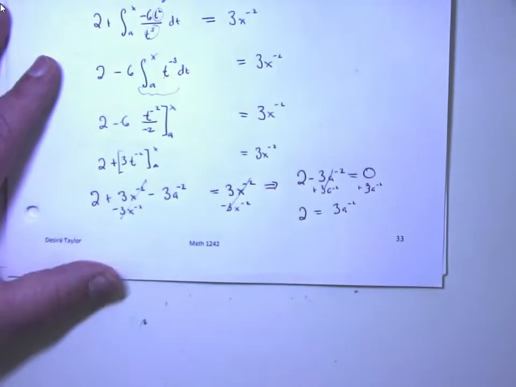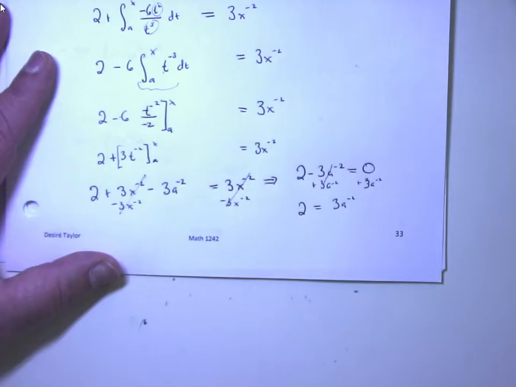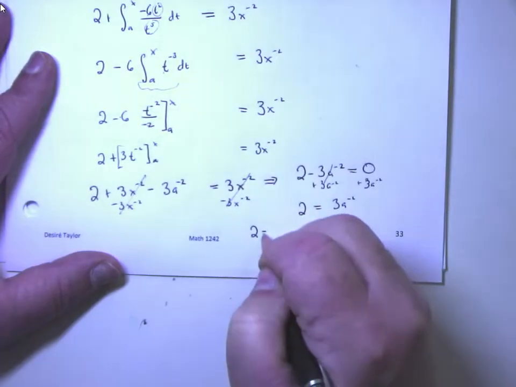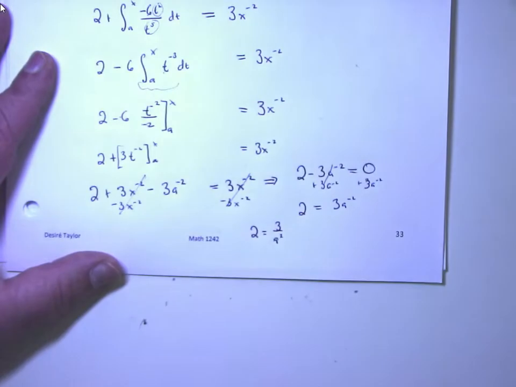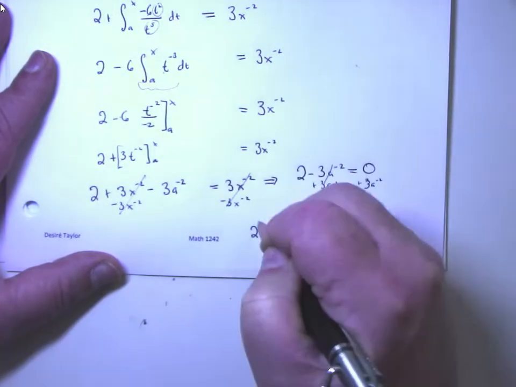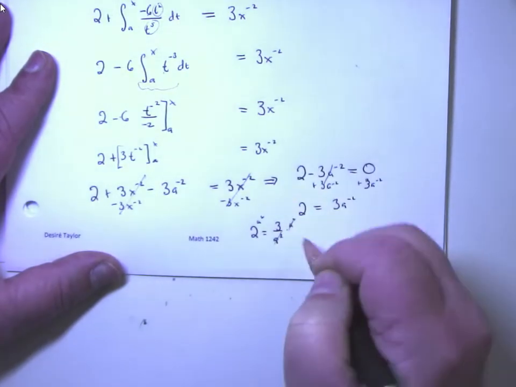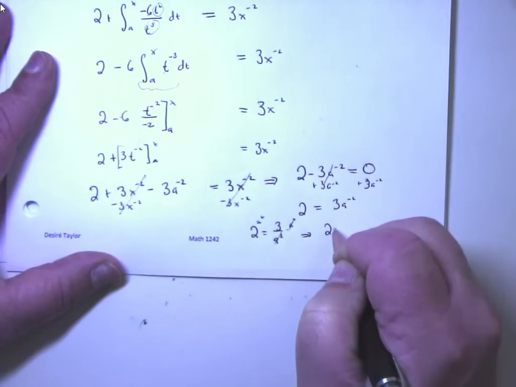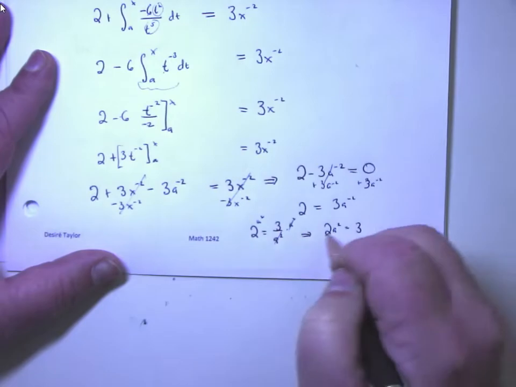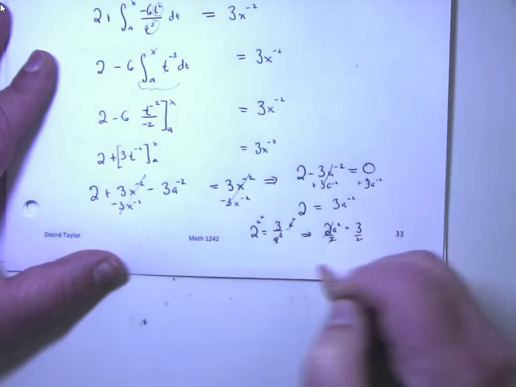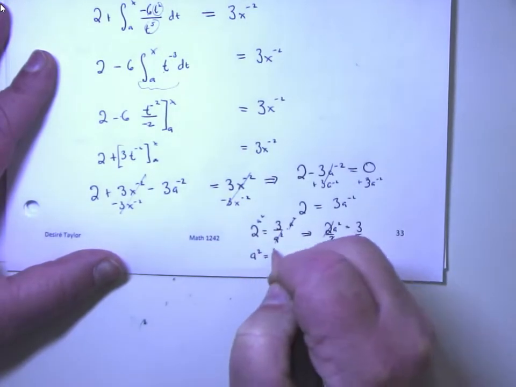But what's a negative exponent? Where does it go? On the bottom. So this will be 2 is equal to 3 over a squared. I'm going to multiply by a squared on both sides, just doing the basic algebra here. This gives me 2a squared is equal to 3. Solving for a, I'm going to divide by 2. And that gives me a squared is equal to 3 halves.